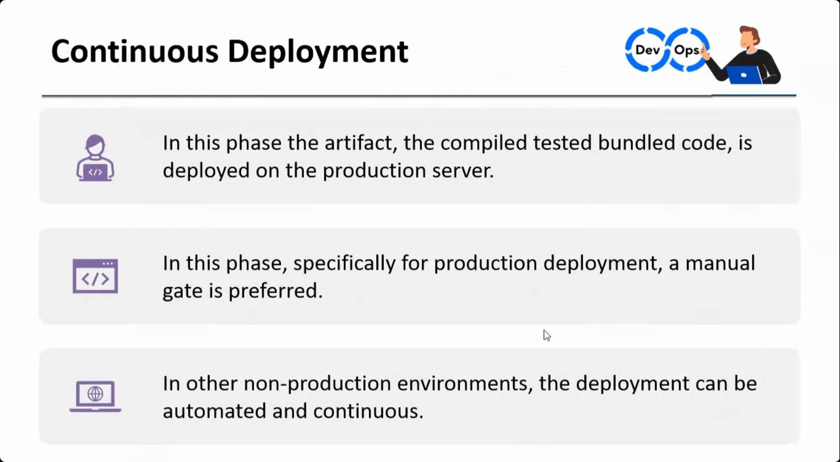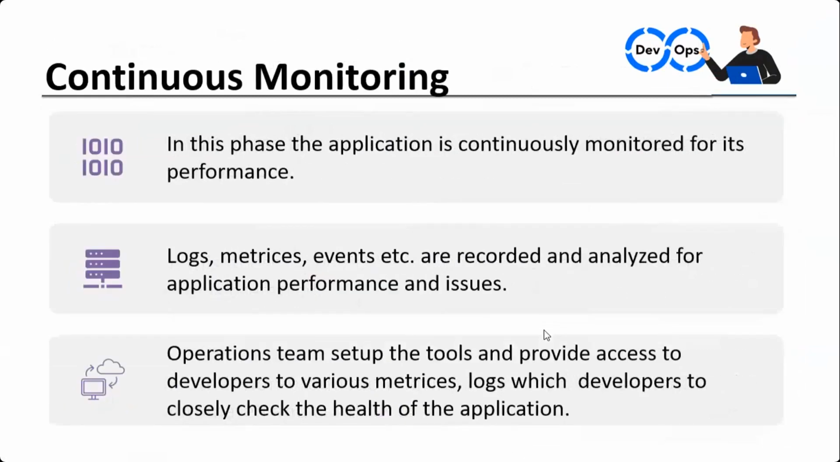Next, we move to continuous monitoring. This continuous monitoring phase focuses on maintaining the health and performance, monitoring the health and performance of the application. By continuously tracking and analyzing the logs, the metrics, and even the events, it can detect and address issues in real time.